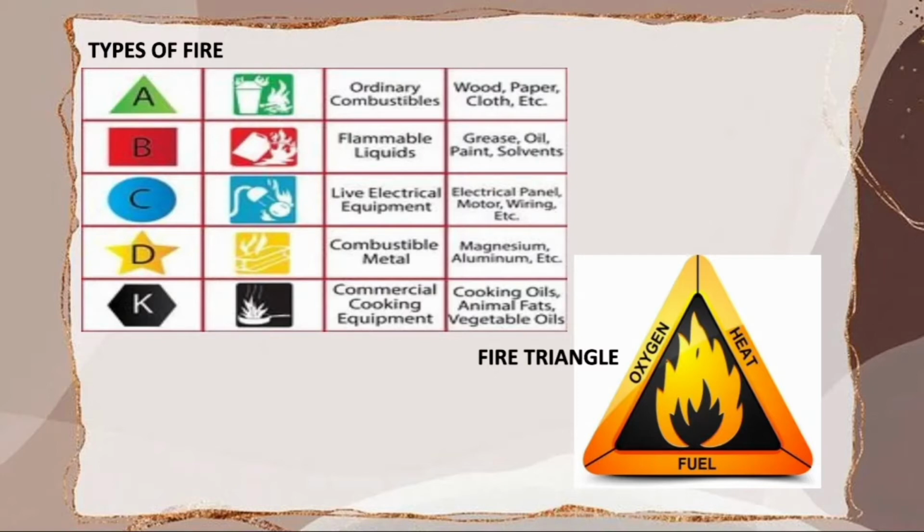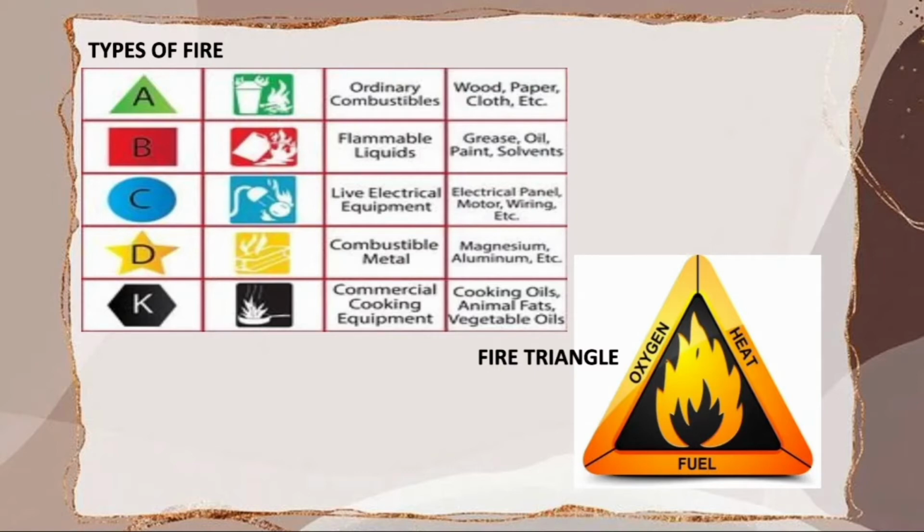Class C fires' designation symbol is a blue circle. They involve live electrical equipment like motors, generators, and other appliances. For safety reasons, non-conducting extinguishing agents such as dry chemicals or carbon dioxide are usually used to put out these fires. Class D fires' designation symbol is a yellow decagon. They involve combustible metals such as magnesium, sodium, and lithium. Sodium carbonate, graphite, and salt-based chemicals extinguish these fires.